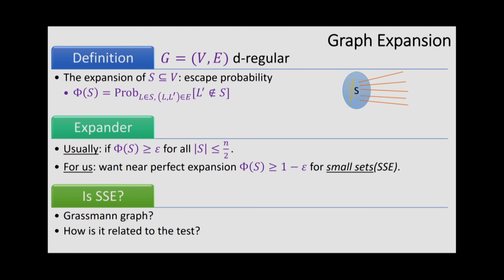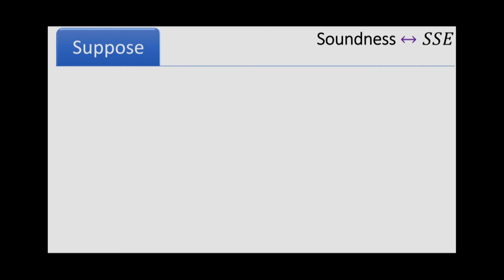So is the Grassmann graph a small set expander? And secondly, why do we care about this question? How is it related to the test that we just discussed? So here is a nice connection. You can actually show that the soundness of the test is equivalent to the fact of whether the Grassmann graph is a small set expander or not. And I'll only show you one direction, but I think that it gives a very nice intuition into this connection.